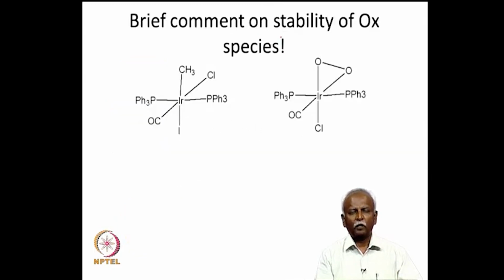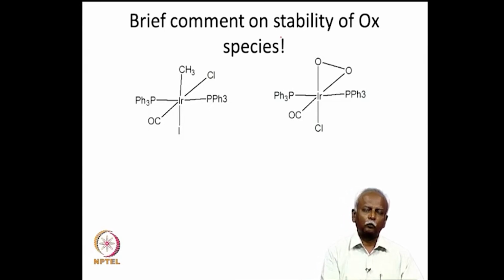A brief comment on the stability of the oxidized species is in order. In Vaska's complex, iridium is in the oxidation state +1. At the end of the reaction, when you have added methyl iodide, for example, you end up with an oxidation state of +3. If more electronegative elements are attached to the iridium, then the +3 oxidation state is more stable.